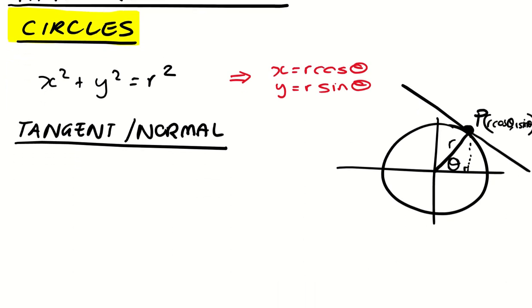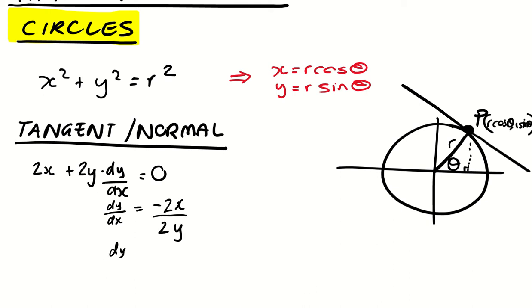I can do this in a few different ways, but let's just have a look at what would happen if I differentiated my original equation of a circle. I'm going to have to do implicit differentiation because we've got x's and y's. So I'm going to have 2x plus 2y times dy on dx, which is equal to 0 because r is just a constant. So dy on dx is equal to minus 2x divided by 2y, so dy on dx is equal to minus x on y.